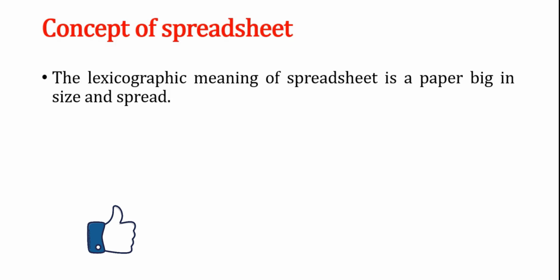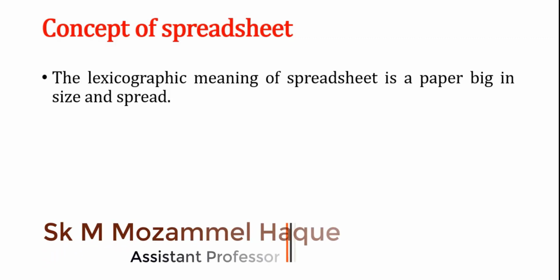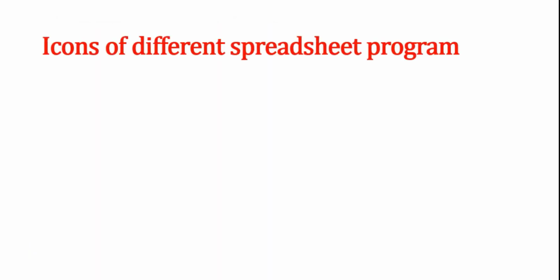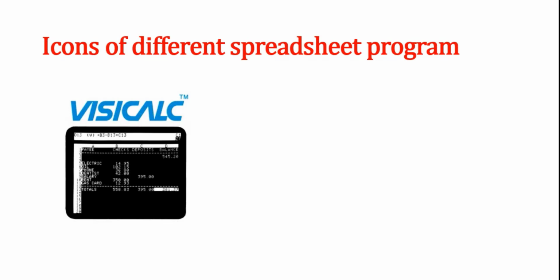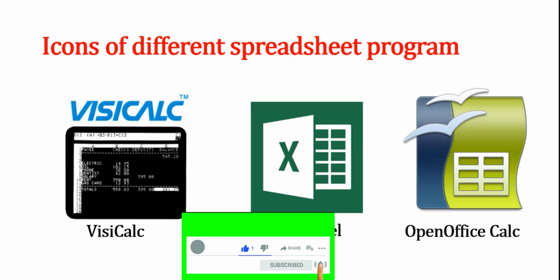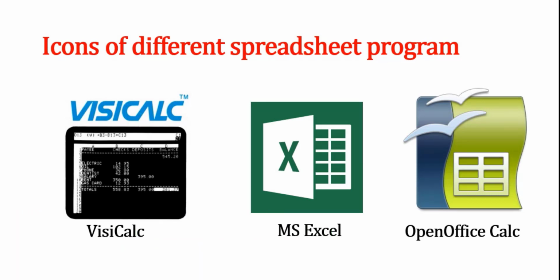In the late 70s, the Apple company at first invented the spreadsheet software called VisiCalc, which stands for Visible Calculator. After that, Microsoft Excel, OpenOffice Calc, Kspread were devised. Now, the most popular and extensively used spreadsheet software is Microsoft Excel. Let's see the icons of different spreadsheet software given below. VisiCalc, Microsoft Excel, OpenOffice Calc. Later I explain them.